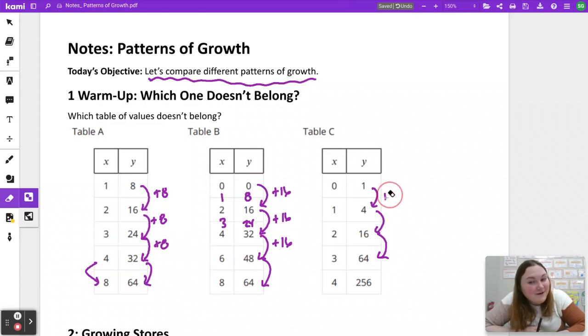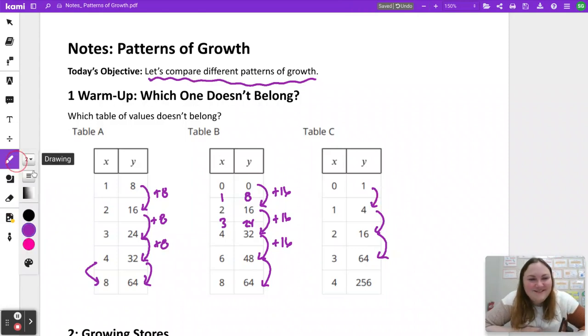There is, however, a pattern. Do you think you can spot it? Remember, if we're looking for a pattern, you're looking for a math operation and a similar number each time. Do you see what that pattern is for table C? It's not addition. This table here has got a pattern with multiplication. Each time I move down those y values, we're multiplying by 4.